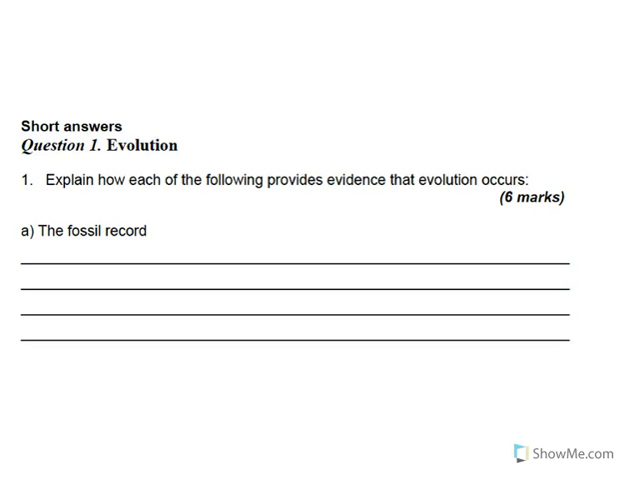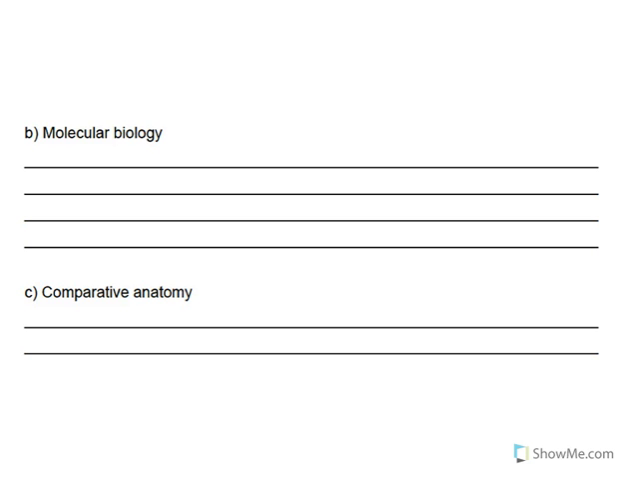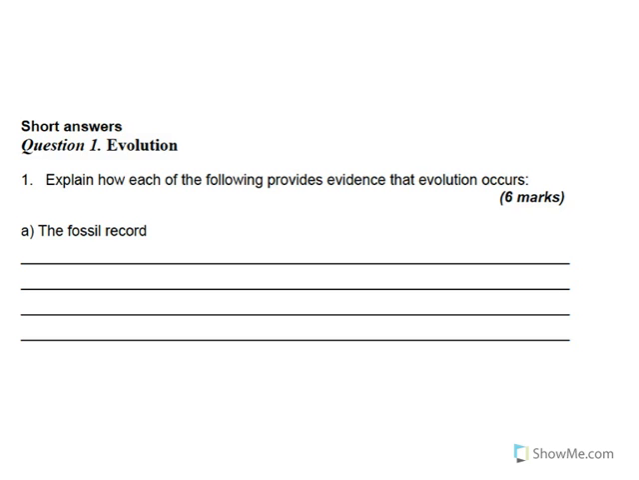Okay, in this webcast I'm going to go through the answers to question 1 from the recent test. So question 1 was on evolution, and the first question was explain how each of the following provides evidence that evolution occurs. So you were asked to, for 6 marks, explain how the fossil record provides evidence that evolution occurs, how molecular biology provides evidence that evolution occurs, and how comparative anatomy provides evidence that evolution occurs.